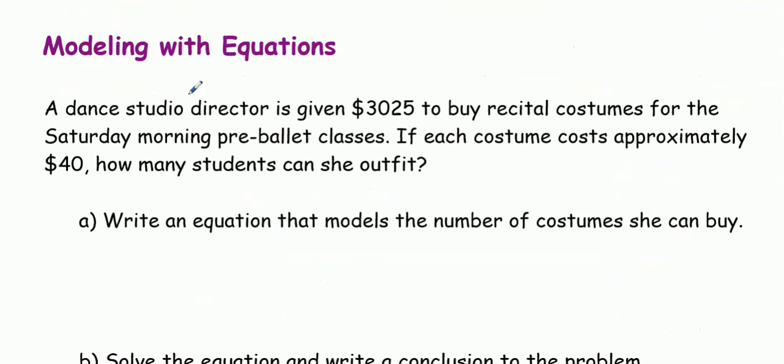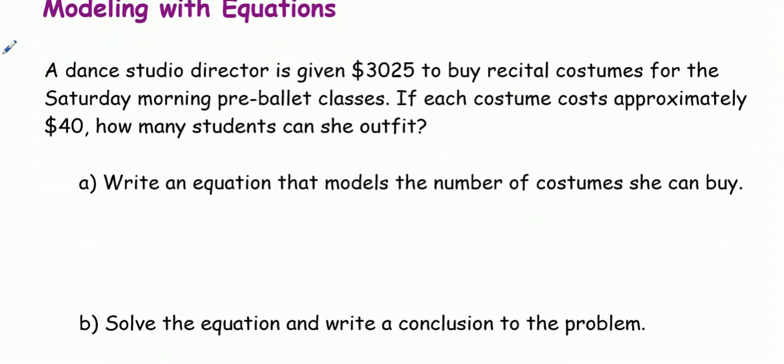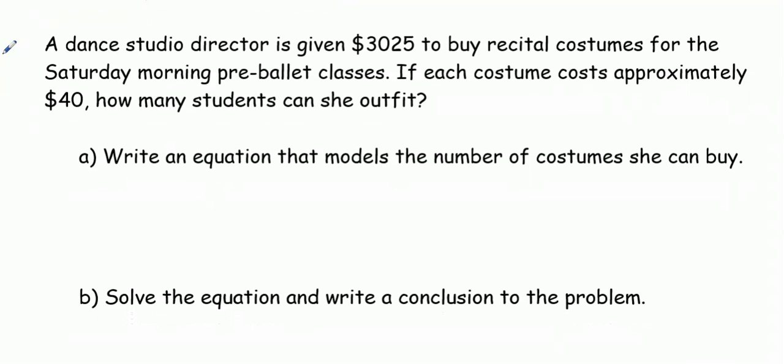To end off, we just have a quick little word problem. Not too difficult. So, a dance studio director is given $3,025 to buy recital costumes for the Saturday morning pre-ballet classes. If each costume costs approximately $40, how many students can she outfit? So, it says to write an equation that models the number of costumes she can buy.